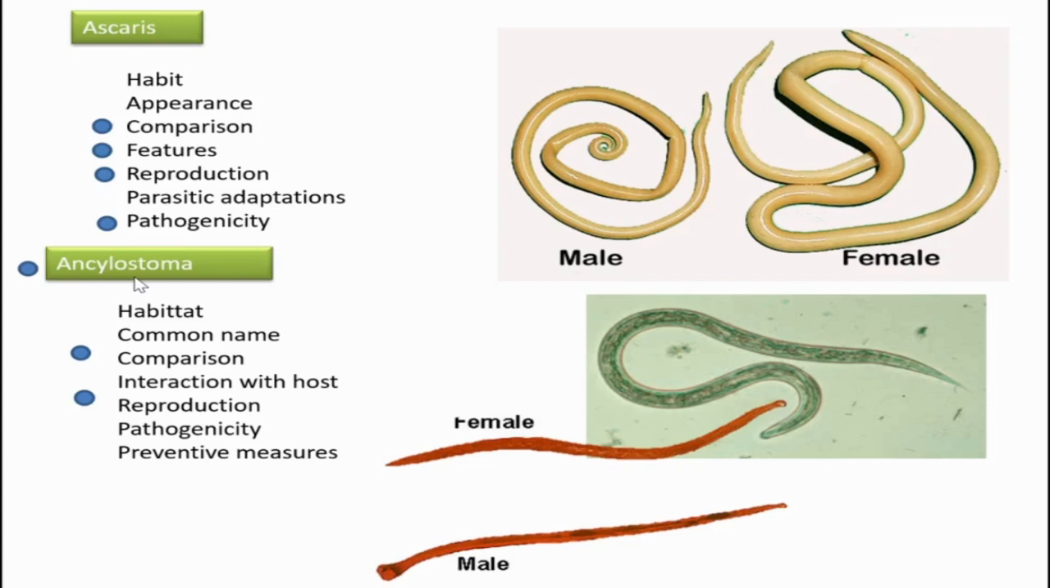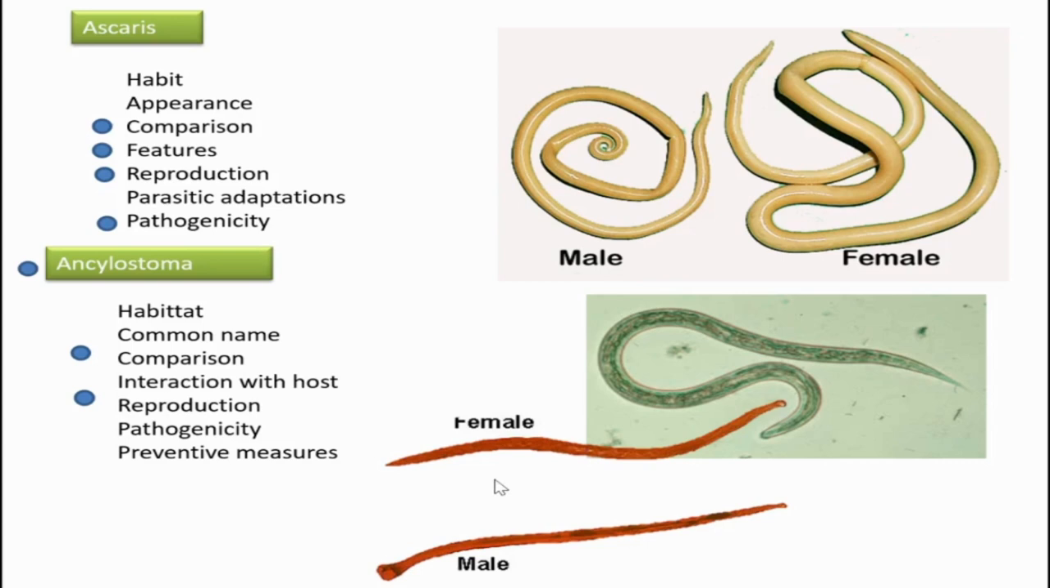It is also an example of Pest media. Ancylostoma's picture is shown here. The habitat is only one thing: it is found in the intestine of various vertebrates. The common name is hookworm. The hookworm of man is called Ancylostoma duodenale. And in this case also sexual dimorphism is present. In this picture itself, we can explain that.